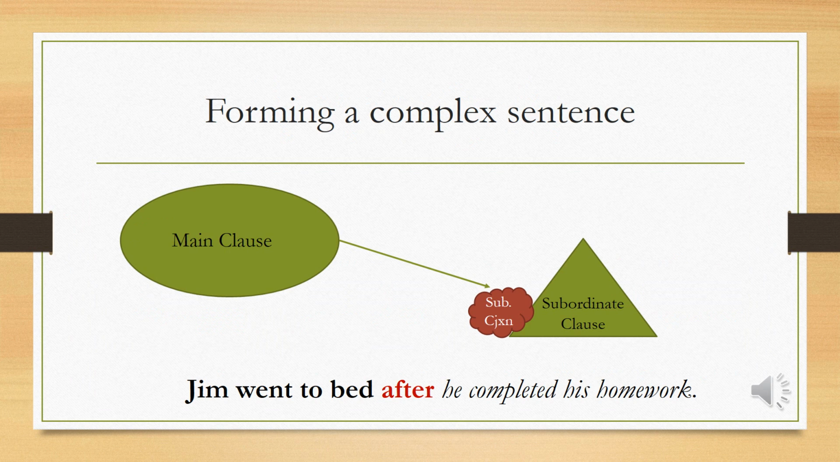All right, this is how we do it. First, we have a main clause. Jim went to bed. And then we have a subordinate clause. Jim completed his homework. We want to put them together. We pick a subordinating conjunction, in this case, after. We stick it right before the subordinate clause. And here we go. Ta-da! A complex sentence. How hard was that? Jim went to bed after he completed his homework.